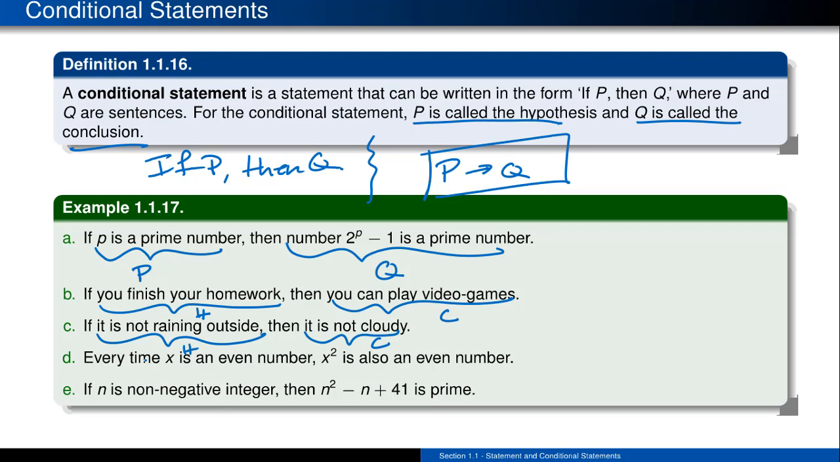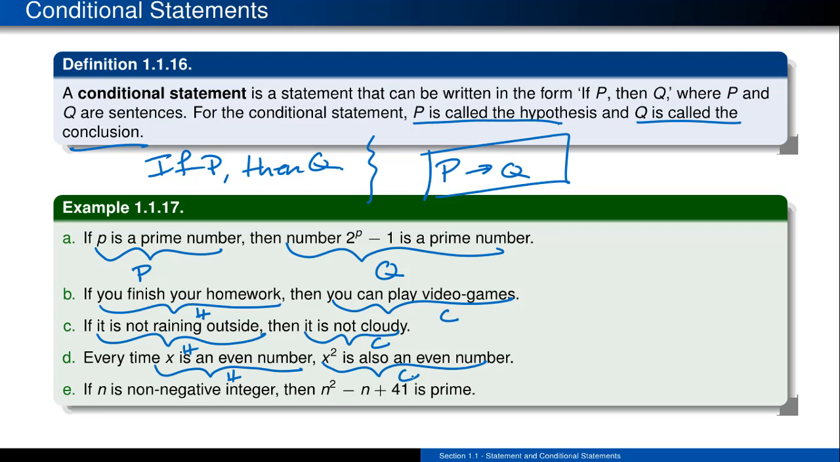Instead of just using constant if-then over and over again, I could say something like, every time x is an even number. Well, that's still embedding this notion of what my hypothesis is. I'm still making this assumption that x is going to be an even number, so that's my hypothesis. And after the fact, I'm going to say something about x squared also being an even number. So even though it doesn't look like a classic if-then statement, it is still one of these conditional statements. There's still a hypothesis, and then there's going to be a conclusion afterwards.